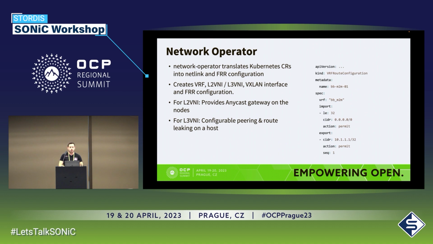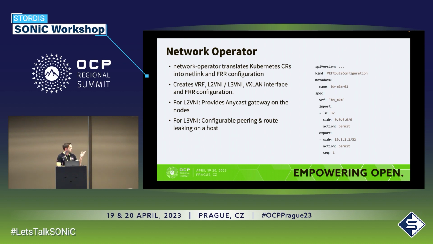There is a short summation of what I've discussed right now. The custom resource will be translated by using the network operator. It will create the VRF, layer 3 VNI, layer 2 VNI, and the VXLAN interfaces. And in case we are using MAC VLAN or IP VLAN, we will also provide the static anycast gateway by using that operator. And in case we are using the layer 3 VNI, we will have, if it's needed, the route leaking there, the route maps there, and so on.